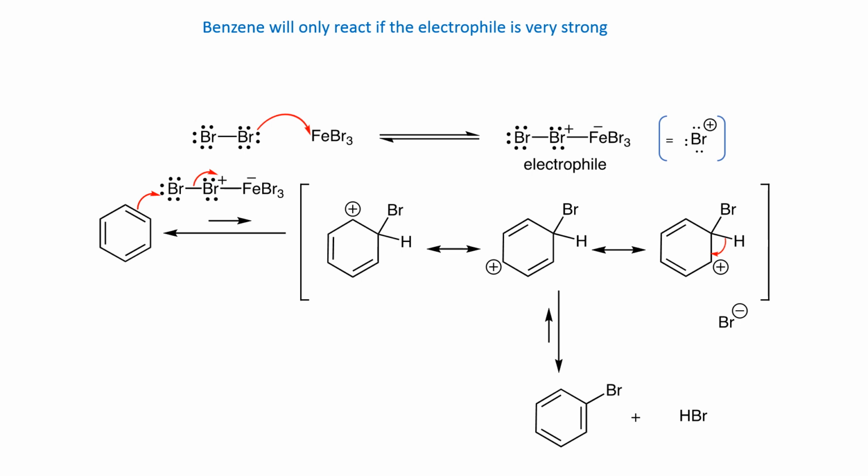So overall in this reaction, we've substituted a hydrogen atom on the benzene ring for a bromine atom on the benzene ring. And this is therefore a substitution reaction. And the species that is reacting with our organic molecule is an electrophile, and so this is an electrophilic substitution reaction. Because this reaction occurs on an aromatic molecule, we call it an electrophilic aromatic substitution reaction.